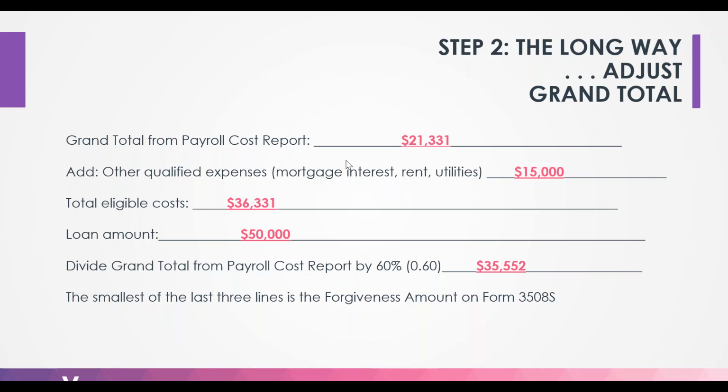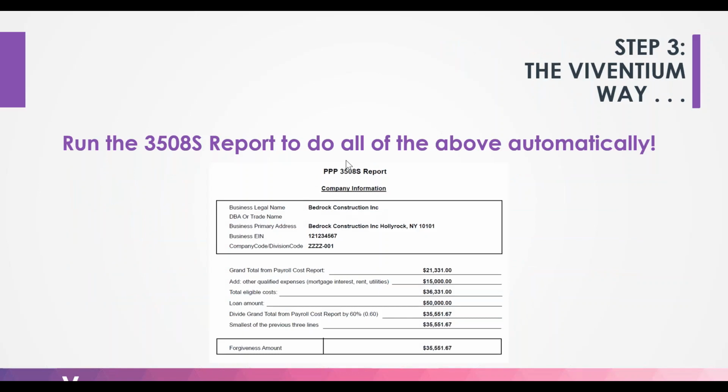Now, if you're doing this on your own, you can do it in Excel. Viventium actually has streamlined even that part for our clients. This is the Viventium way. You just run something called the 3508S report, and this is what it looks like. And that does all of the above automatically.